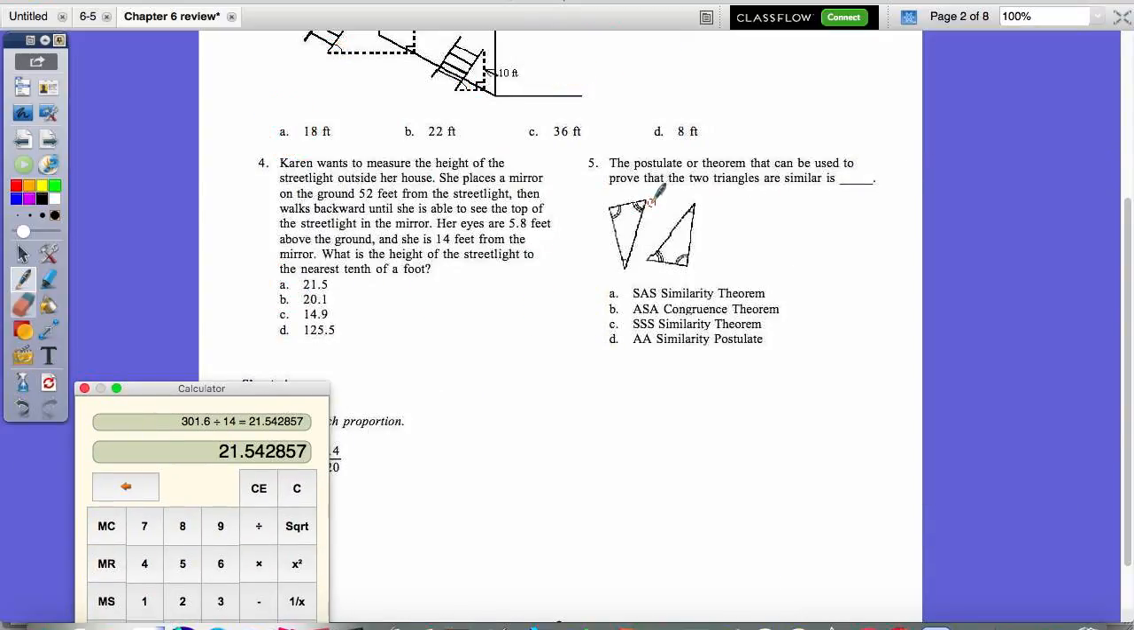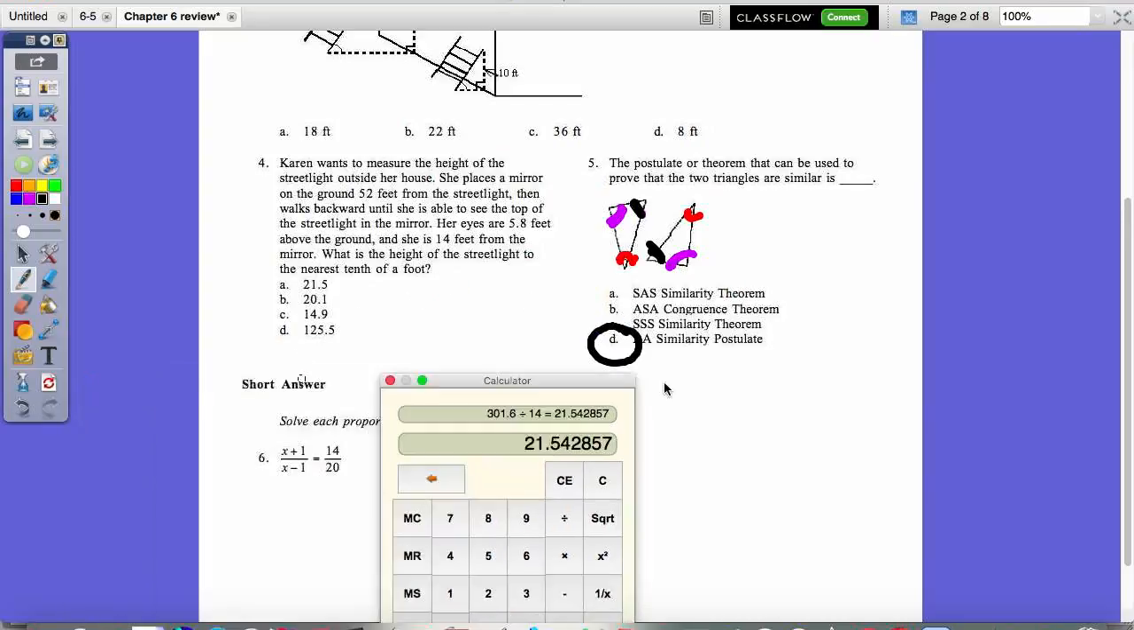Number 5, the postulate or theorem that can be used to prove that the two triangles are similar. There are actually 3 sets of congruent angles here. This is congruent to that. I wanted to change colors so you could see it better. This one is congruent to that one. And this one, having troubles with my colors here. So I have 3 sets of corresponding angles that are congruent. It's angle-angle similarity postulate. Remember, I only need 2.